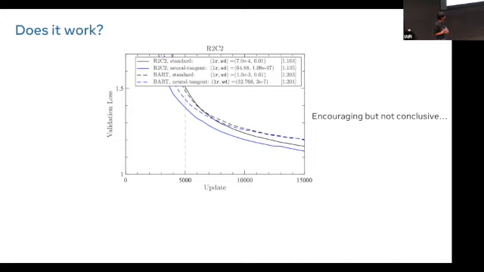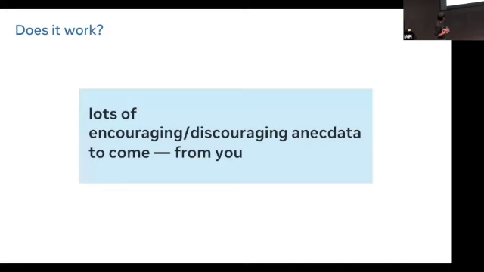So some of you try, and we start maybe from here, from someone in this room or someone hearing on YouTube. Lots of encouraging or discouraging anecdata will come from you, and hopefully we'll sort it out as a community. Thank you very much.